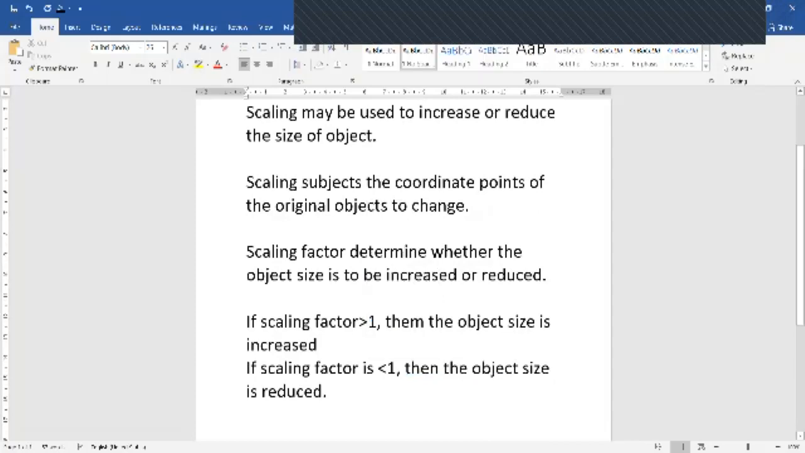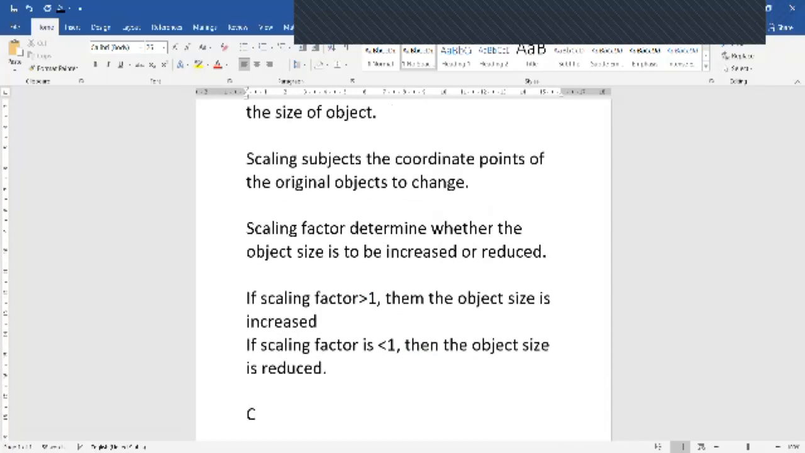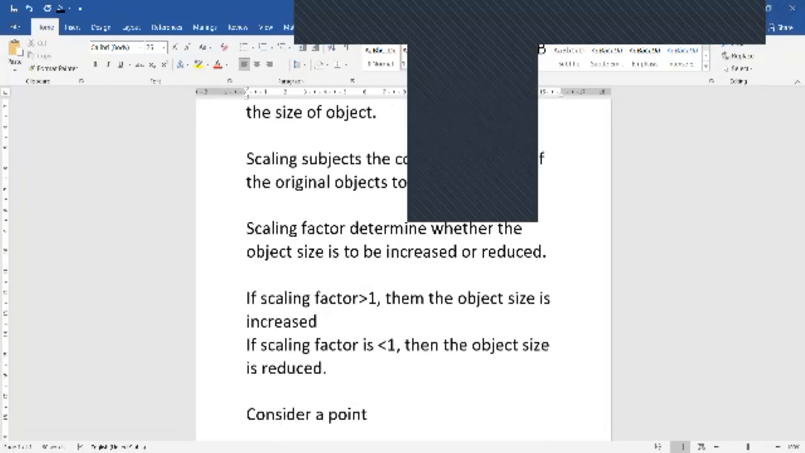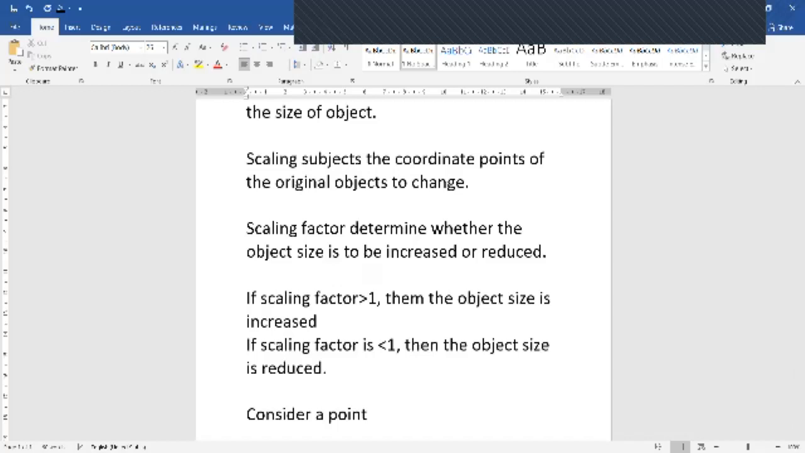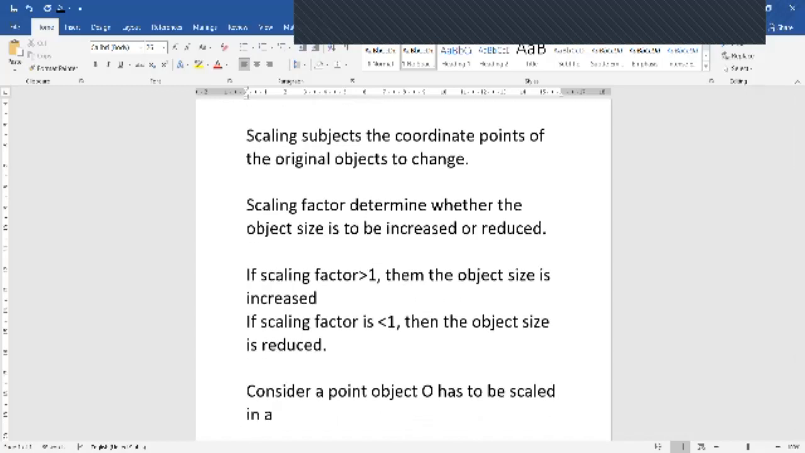Now, let us consider a point. Consider a point, which we will call the object O. This point has to be scaled in a 2D plane.